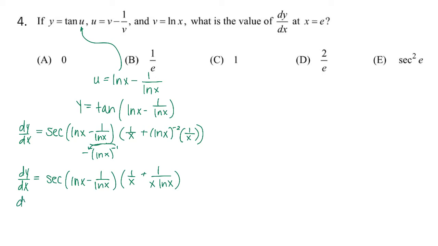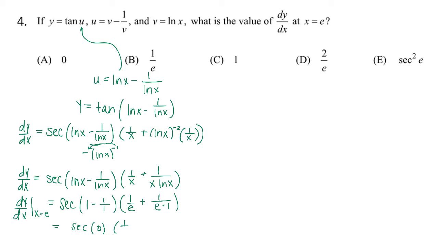So we have dy/dx evaluated at x equals e. So we're going to have secant, well, natural log e is 1, hallelujah, minus 1 over 1 times 1 over e, plus 1 over e times 1. Well, all right, that's a little bit better. So that's going to give me secant of 0 times 1 over e plus 1 over e.